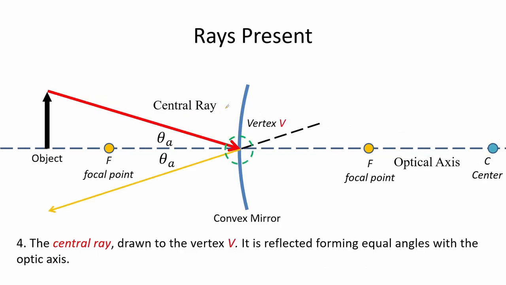The central ray is drawn towards the vertex and it is reflected with an equal angle measured from the optical axis. Here we see the ray hits the vertex and forms an angle theta A. The reflected ray originates at the vertex and it is tilted by the same amount of angle as its initial ray, which is angle theta A. Both angles are measured from the optical axis.